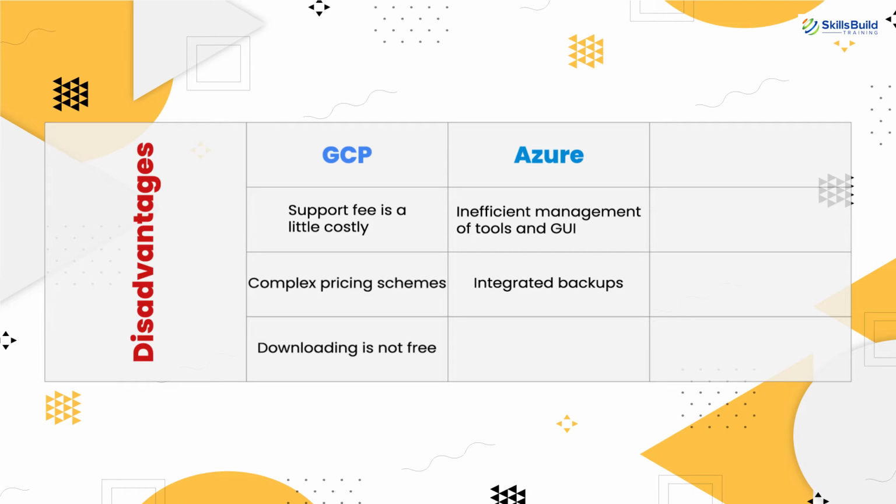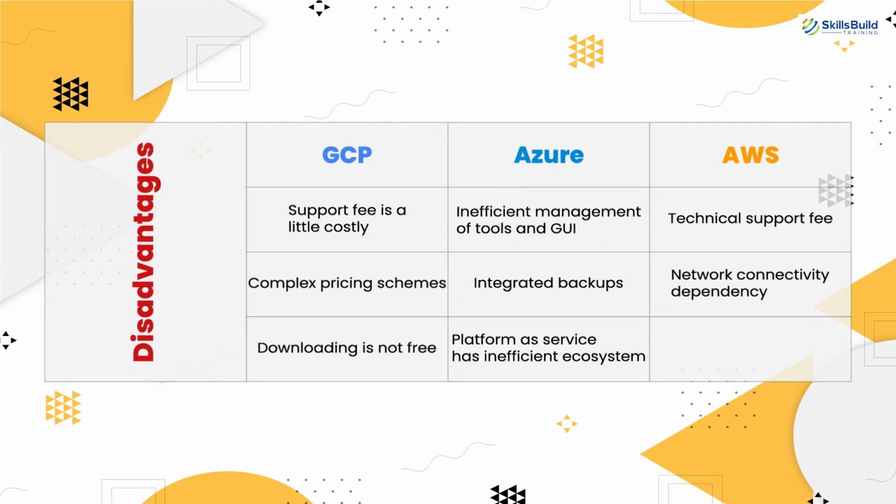In Microsoft Azure, Platform as a Service has an inefficient ecosystem. Now let's talk about Amazon Web Services. In Amazon Web Services, we have to pay a technical support fee, and it has network connectivity dependency, and at the end it has a little bit more downtime as compared to other service providers.